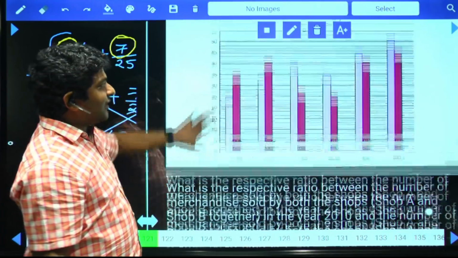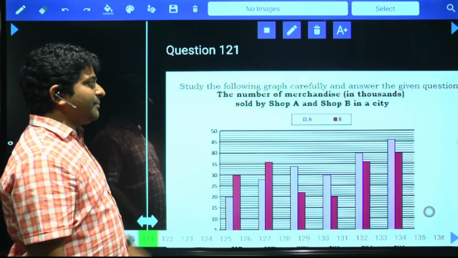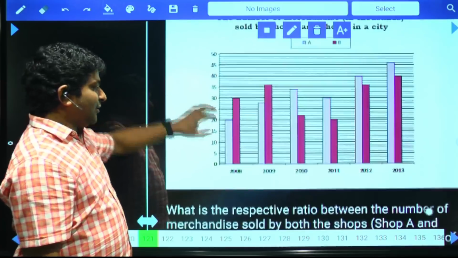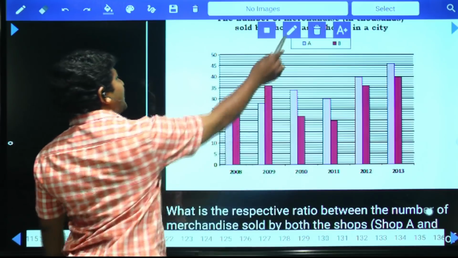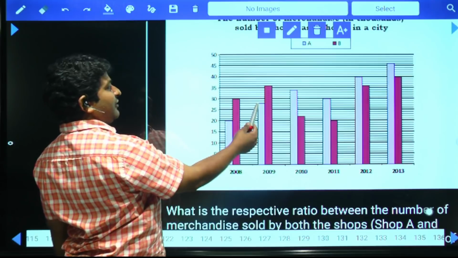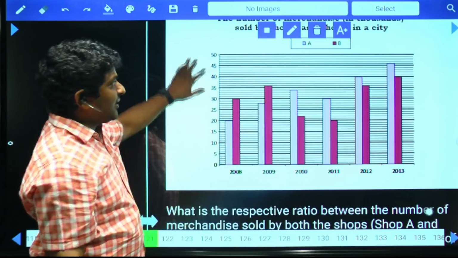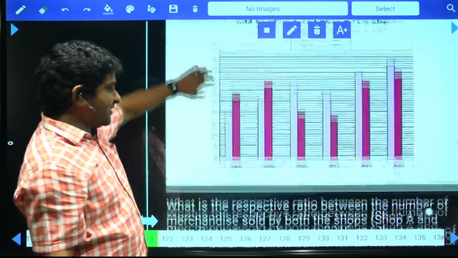This is again different. Look at this. What is this? Number of merchandise sold by shop A and B in a year in a city. From 2008 to 2013, the merchandise sold data is given here: 15, 20, 30, like that, 28, 36. You have the data and all these values are in thousands.